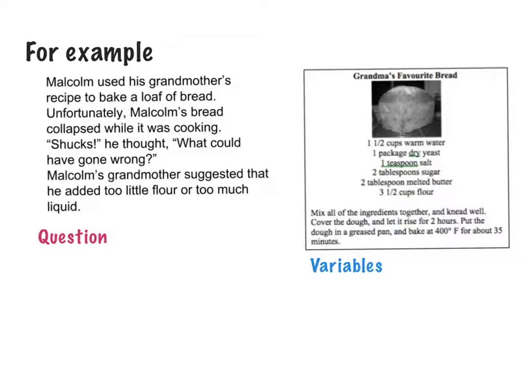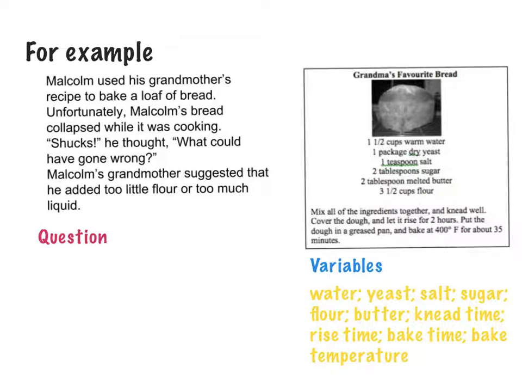Okay, now you've had a go at that, let's see if they come to some sort of agreement with what I've said. I've said that the variables were water, yeast, salt, sugar, flour, butter, how long we're going to knead or rub and roll and punish the bread to get it to rise, how long we're going to leave it to rise, how long we're going to bake it for, and the temperature we're going to bake it. So they're my variables. So now I should be able to create from that a focus question that Malcolm could use.